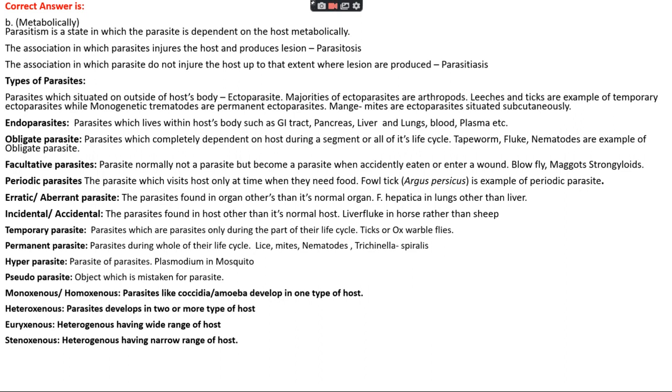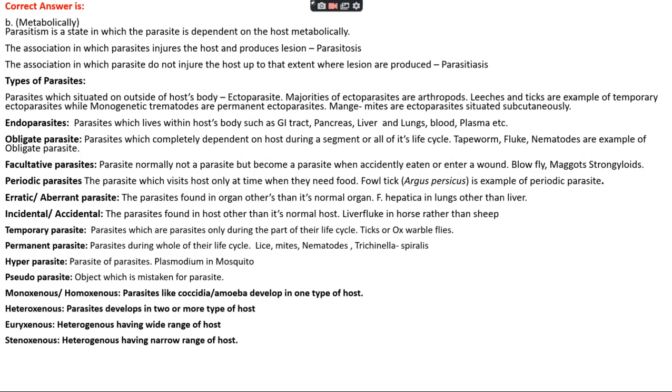Pseudoparasites: an object which is mistaken for a parasite. Such type of condition is known as pseudoparasites. Okay, pseudo means false. Monogenous or homogenous parasites, like coccidia and amoeba, develop in only one type of host. Such type of condition is known as monogenous or homogenous parasites.